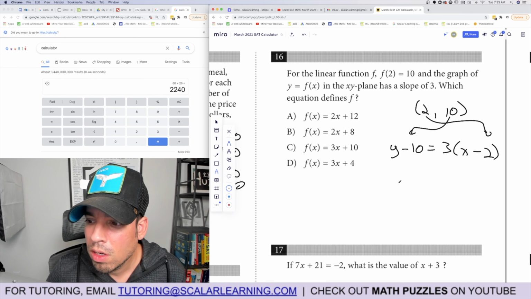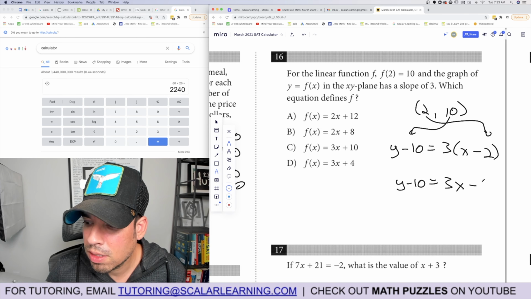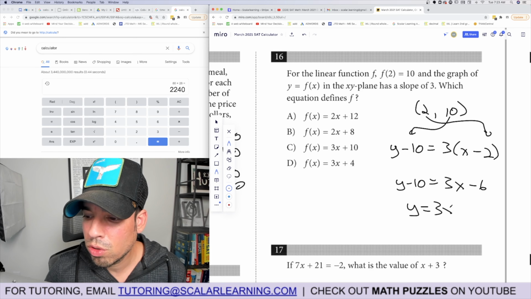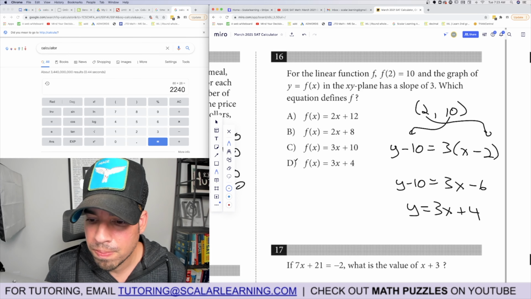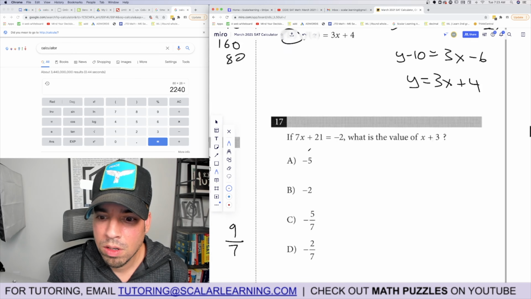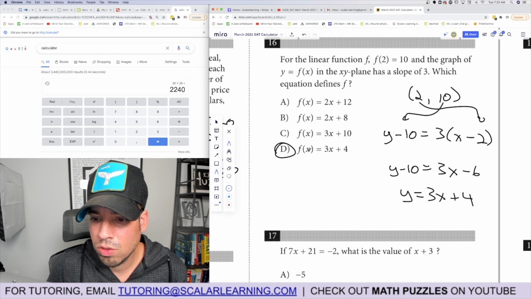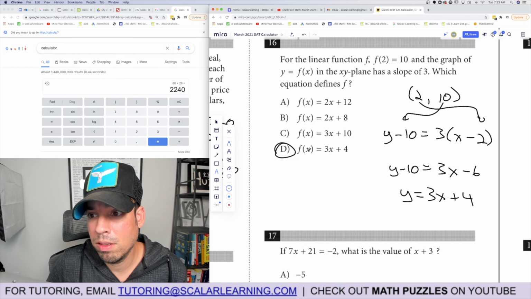That's point slope. And then y minus 10 equals 3x minus 6 because they seem to have it in slope-intercept form. Add 10 to both sides. Y equals 3x plus 4. And we're good to go. Next, and just make sure if I plug in 2, I get 10. Yeah, none of them out.